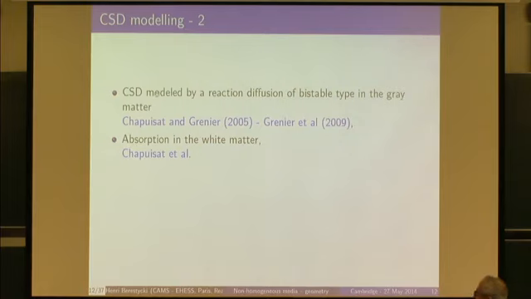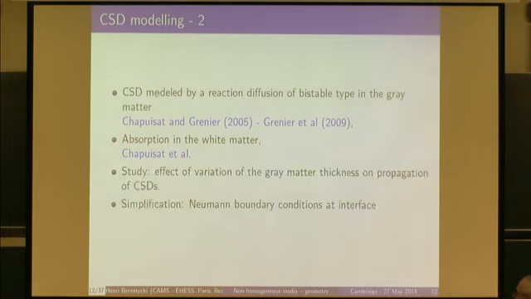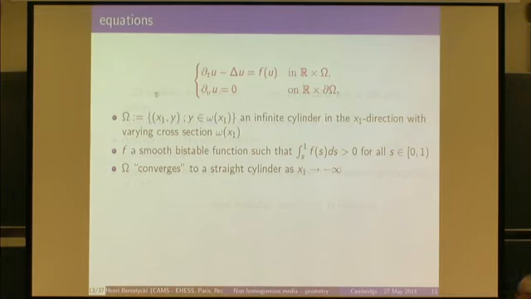Guillemette has done some work on this, on numerical simulations. But here we're going to use Neumann boundary conditions rather than imposing an absorption. I don't think it would change very much, but anyways, we're looking at Neumann boundary conditions. And again, our goal here is to understand whether the variation of the gray matter thickness has an influence or not on the propagation of CSDs. Okay, so this is the mathematical problem I'm going to look at.